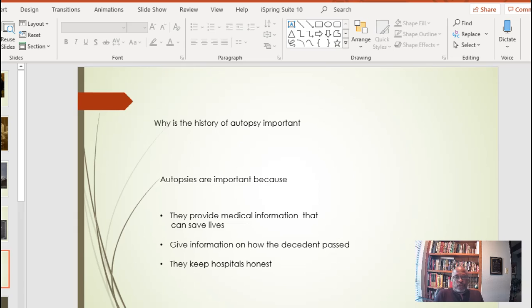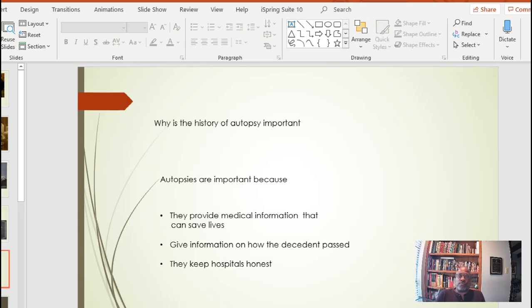Why is the autopsy important? Autopsies are important because they provide medical information that can save lives, like we talked about with cancer. Cancer patients, after they passed, they did autopsies on them. They were able to see the effects of the cancer on the body at different stages. And they were able to figure out that different stages require different medications. So that's how cancer used to be a death sentence. Today, it's not. You have a pretty good chance of surviving cancer today rather than 200 years ago, where it was pretty much over.